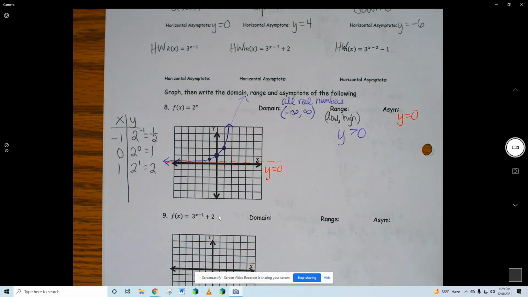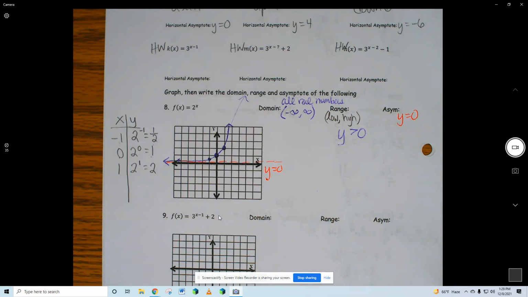So I've got number 8 done. The key, it's called a key feature. What's important about it? My domain. Where does my graph appear when I go from left to right? Range, from low to high. Where's my graph? Oh, starts right there.